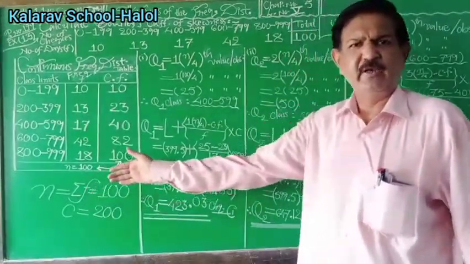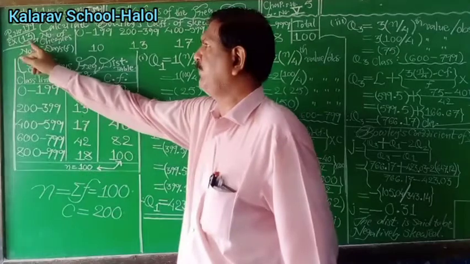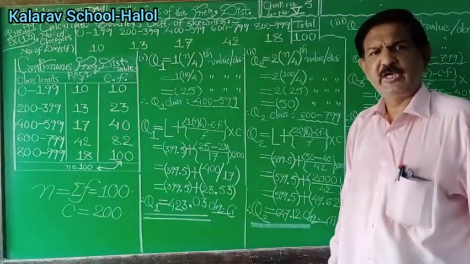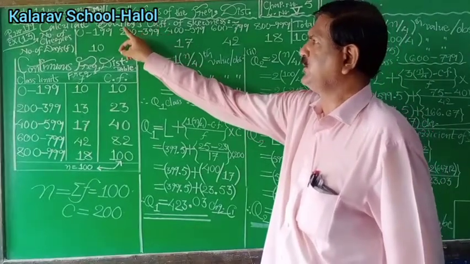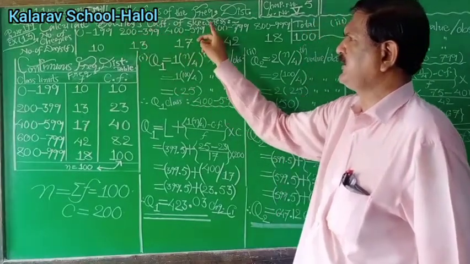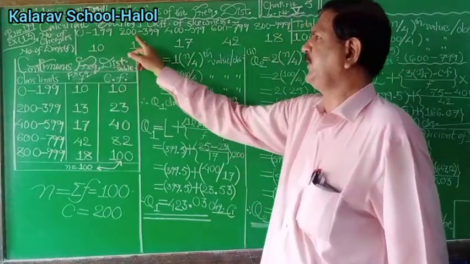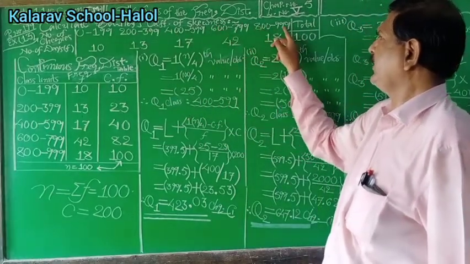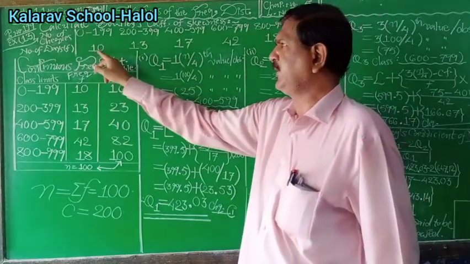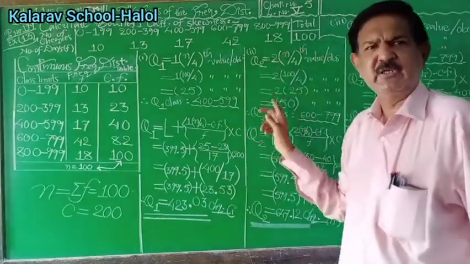In it, the inclusive type classes are given in our textbook on page number 199, example number 13. Number of checks and number of days. Calculate Bowley's coefficient, also known as quartile coefficient of skewness, and interpret the result. Classes: 0 to 199, 200 to 399, 400 to 599, 600 to 799, 800 to 999, and the respective frequencies are 10, 13, 17, 42 and 18, and the sum of all frequencies equals 100.